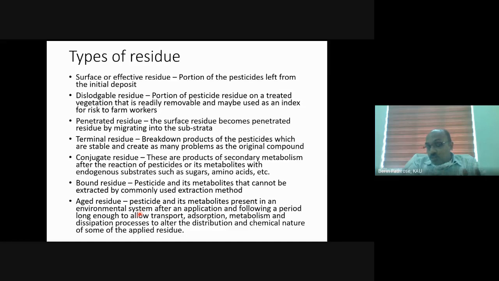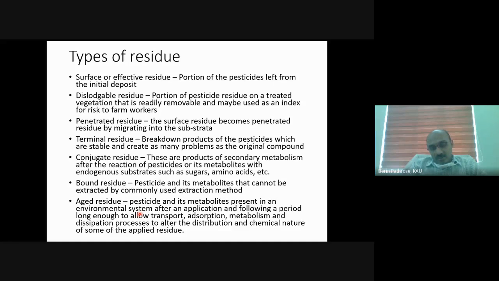And these conjugates can pose a toxic risk to human beings or other organisms. That means the conjugation product of a pesticide or its metabolites with sugars, amino acids, or any substrate from the plant body can be as toxic as the pesticide molecule. So that is conjugate residue. The product of a conjugation reaction leads to the formation of a residue which is toxic to other organisms.